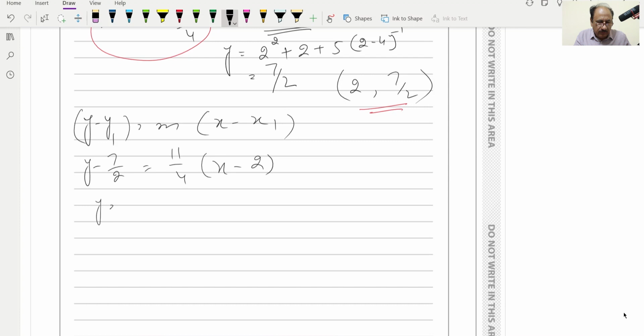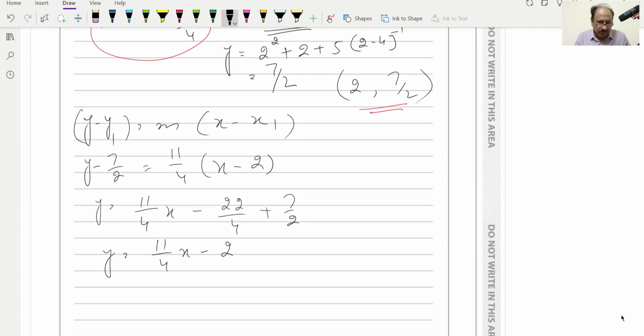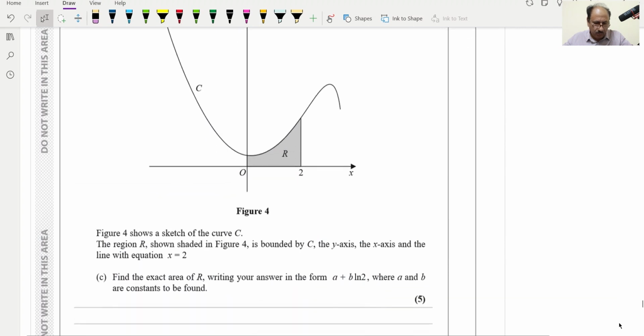So y will be equal to 11 by 4x minus 22 by 4 plus 7 by 2, and we can solve this equation. 7 by 2 is already there, so minus 22 over 4 and plus this, the answer will be equal to minus 2. So we can write here minus 2. This will be our equation of the tangent which is required. Hopefully you understood this. Now we can go through the C part.